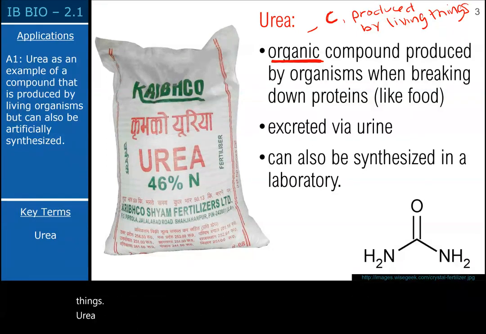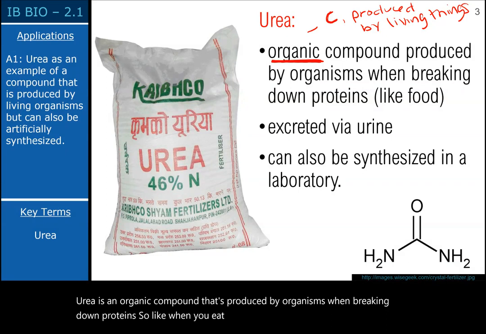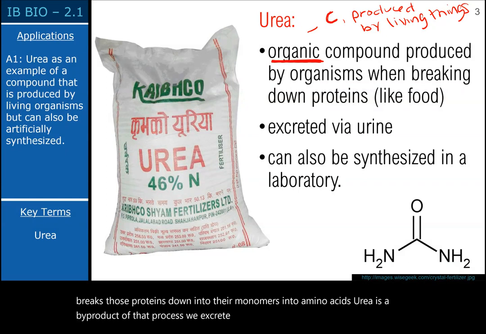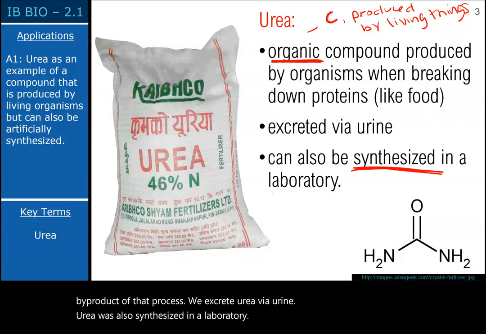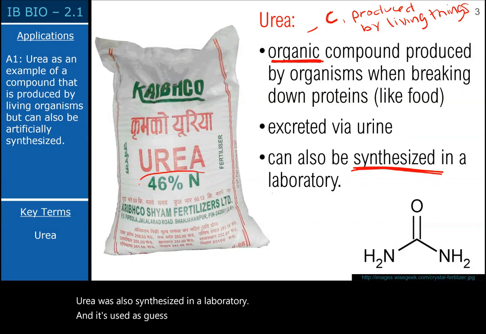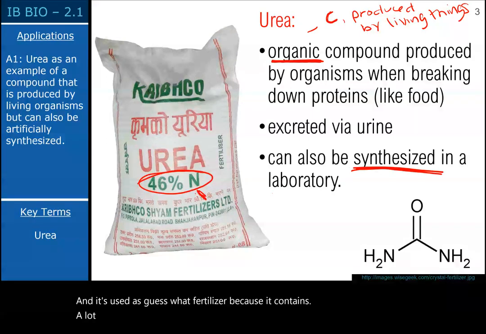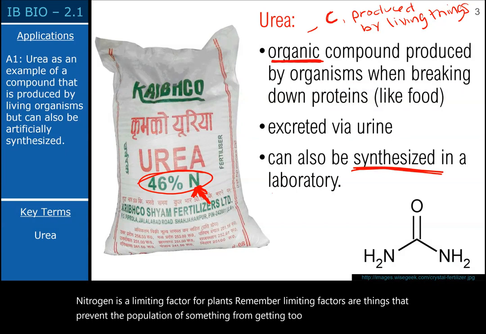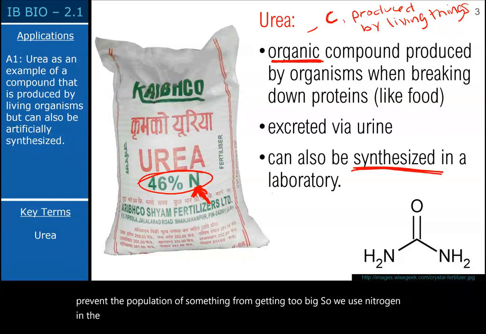Urea is an organic compound that's produced by organisms when breaking down proteins. So when you eat meat, your body digests that meat and breaks those proteins down into their monomers, into amino acids. Urea is a byproduct of that process. We excrete urea via urine. Urea was also synthesized in a laboratory, and it's used as, guess what? Fertilizer, because it contains a lot of nitrogen. Nitrogen is a limiting factor for plants. Remember, limiting factors are things that prevent the population of something from getting too big. So we use nitrogen in the form of urea as an organic fertilizer.